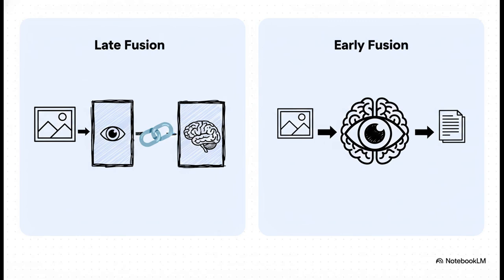See, a lot of older multimodal models use an approach called late fusion. It's kind of like they bolted a separate vision module onto a text model. That module looks at an image and basically whispers a text description of it to the language model.